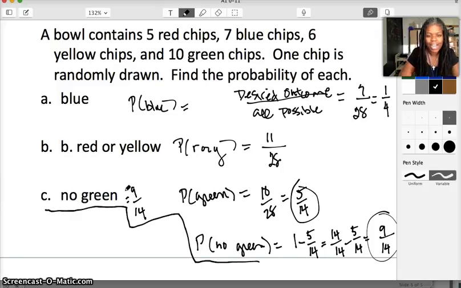All right, so how could we have done this another way? Well, quite frankly, we could have counted up all the other things. So we have all the other possibilities aside from green. So 5 and 7 plus 6 gives me 18. So I would have gotten 18 out of all possible 28, and that reduces to 9 over 14.